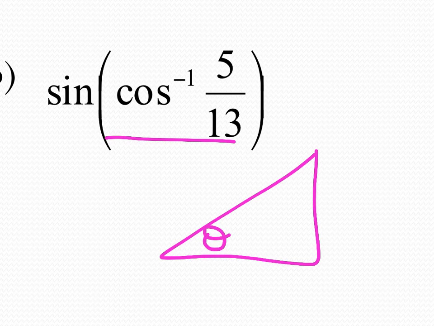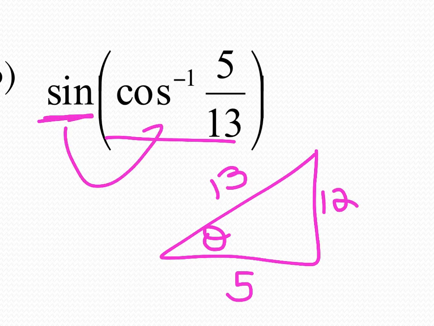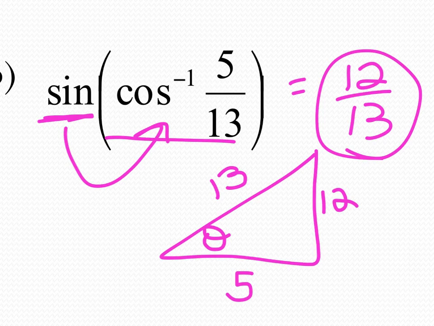So I'm going to put cosine. I'm going to draw a triangle, put theta in the corner. Cosine is what? Two sides. Adjacent and hypotenuse. So this is 5 and this is 13, which tells you your missing side is 12. And then this is saying find the sine of that angle. So what's the sine of that same angle? 12/13. Don't overcomplicate it, right? It's easy stuff.